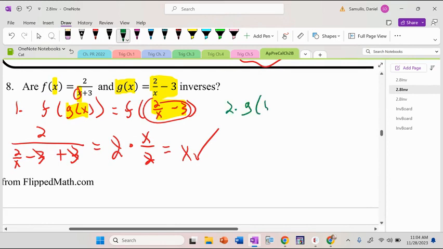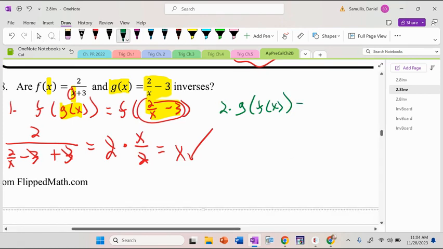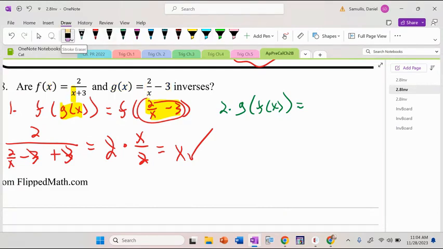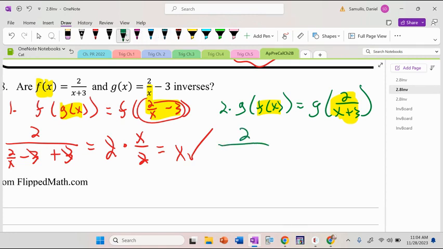All right, and then I'll go ahead and do that. So what does that mean? Well, we're going to grab the highlighter again, but we're going to erase our old highlighting. You don't have that option. Sorry. So f of x is this. So that means I replace that with g of 2 over x plus 3. And then in the g function, wherever there's an x, I'm putting that in its place. So that becomes 2 over x plus 3 minus 3.